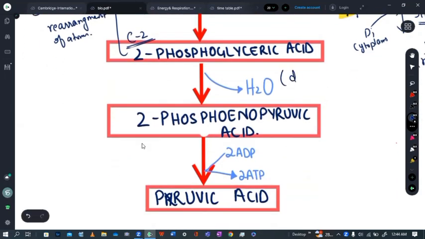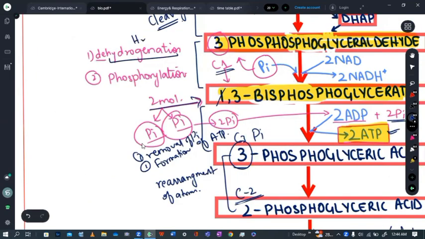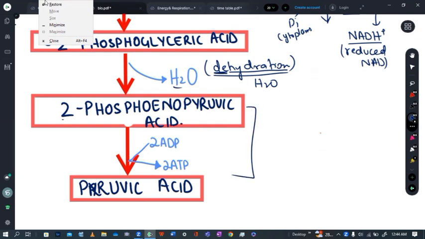What happens here is dehydration of 2-phosphoglyceric acid. Dehydration. De means removal, hydration means water. What we studied earlier was dehydrogenation. Dehydrogenation means removal of hydrogen. Here we are talking about dehydration. It is removal of water. So dehydration of 2-phosphoglyceric acid takes place, forming 2-phosphoenol pyruvic acid. This is the second last step where dehydration is happening, and then 2-phosphoenol pyruvic acid removes a phosphate.